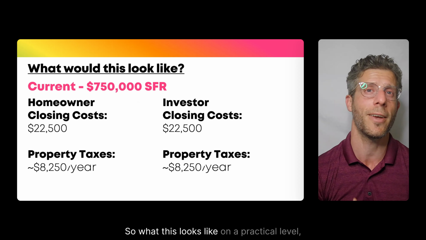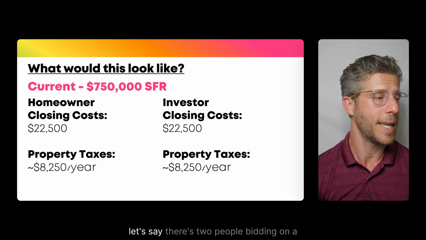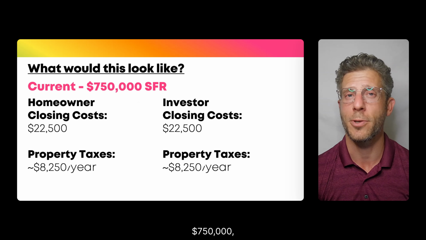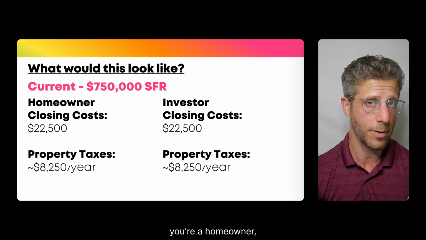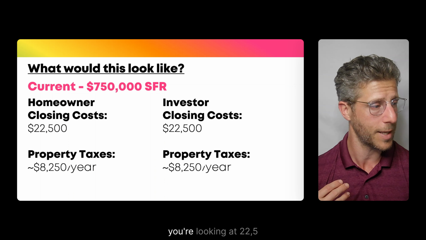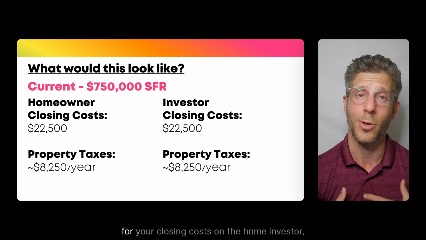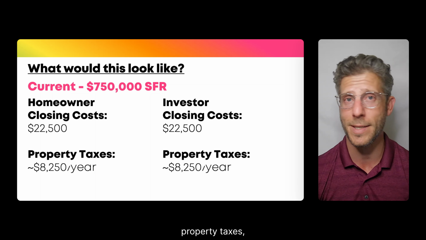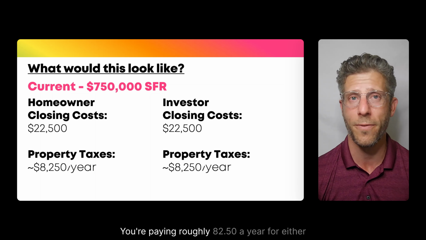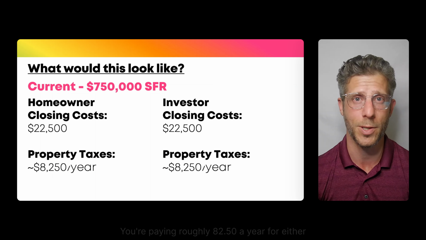So what this looks like on a practical level. Let's say there are two people bidding on a $750,000 single family residence. For a homeowner, let's say a 3% closing cost, you're looking at $22,500 for your closing costs on the home. An investor, same closing costs. Property taxes, it doesn't matter. You're paying roughly $8,250 a year for either situation.